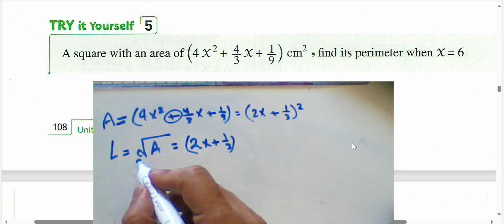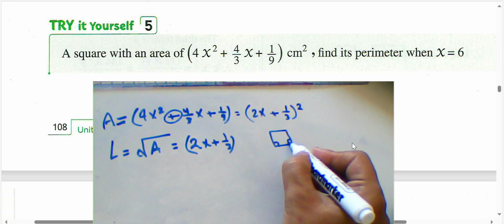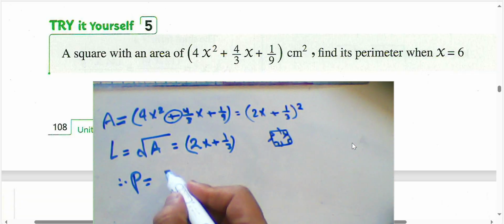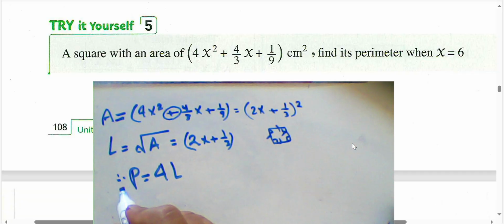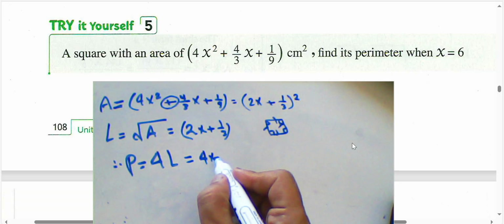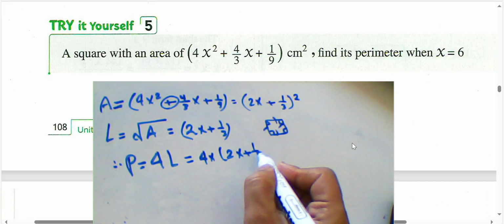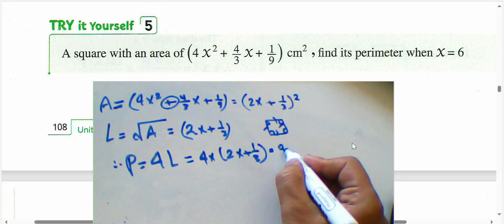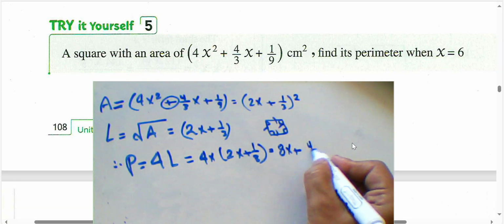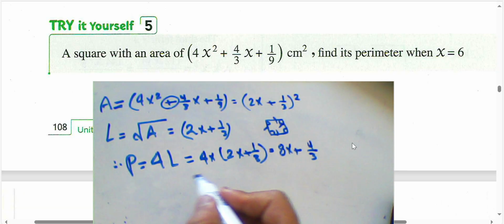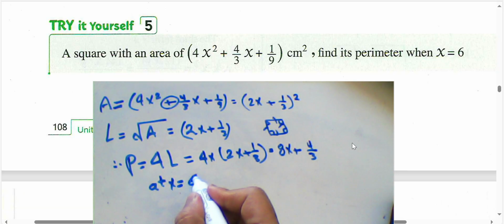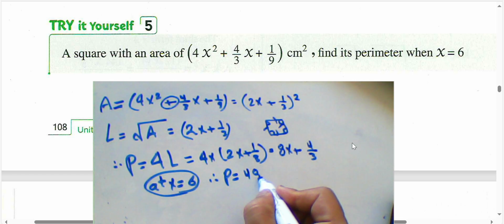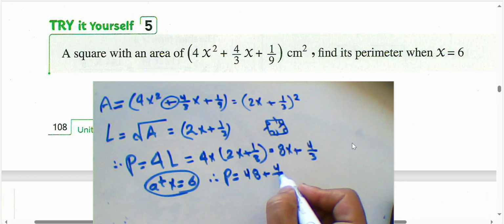We have the length of the square. We know a square has 4 equal sides, and the perimeter of a square equals the side times 4. So the perimeter equals 4 times the length, 4 times (2x + 1/3). Simplify: 4 times 2 equals 8, so 8x plus 1/3 times 4, which is 4/3. At x equals 6, the perimeter equals 8 times 6, which is 48, plus 4/3.